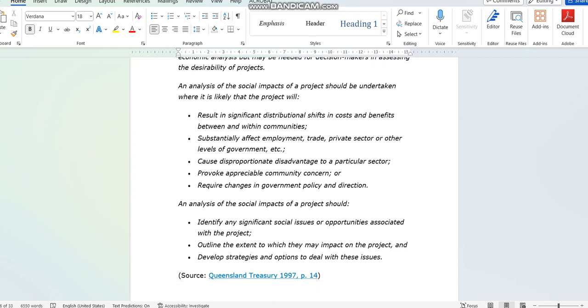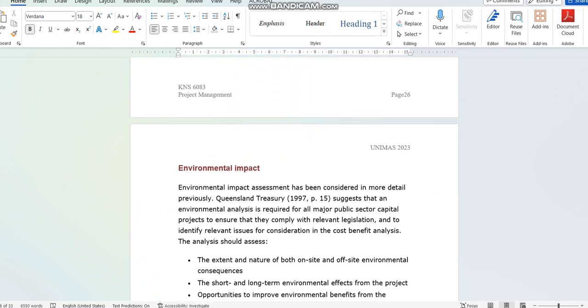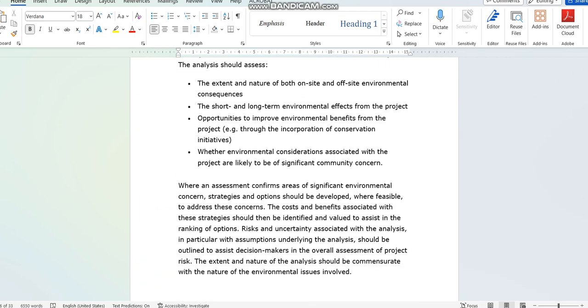And then we also have environmental impact, which we will get environmental engineers to carry out, to do the environmental management plan, to do the environmental monitoring, to propose solutions to the effects that the project will have on the environment. So all these are part and parcel of the economic studies.